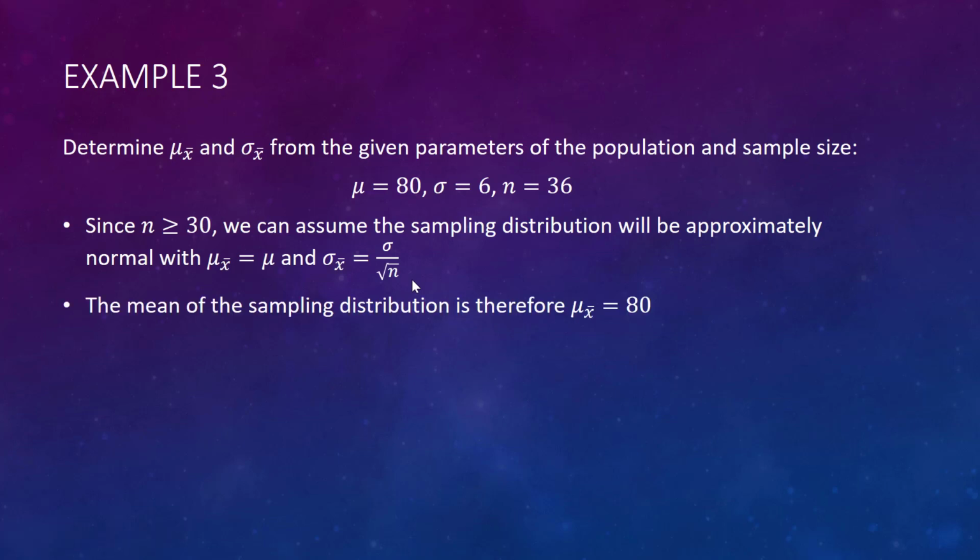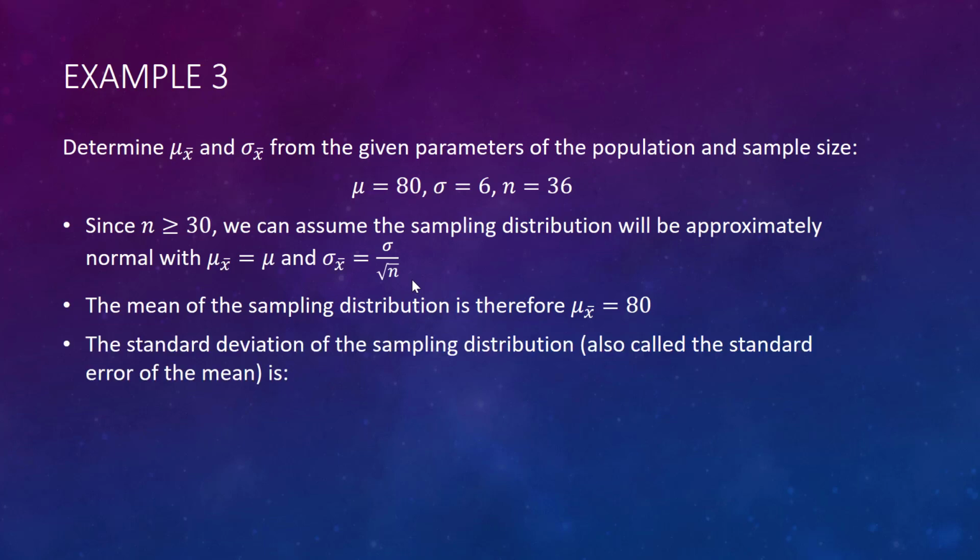So the mean of the sampling distribution is 80. No math to do there, we're just copying down the population mean. What about the standard deviation of the sampling distribution? Okay, so this one actually requires a little bit of math.